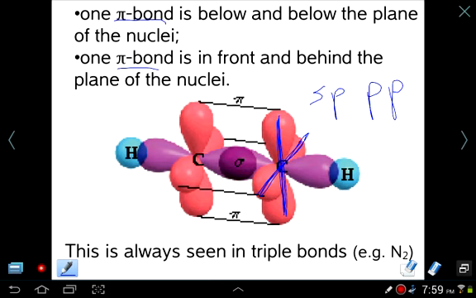By the way, this is always seen in triple bonds. So in the case of N2, for example, this is the picture that you see. N2, if you recall, has a triple bond between the 2 nitrogens. So you've got yourself this picture. You have a sigma bond and 2 pi bonds.